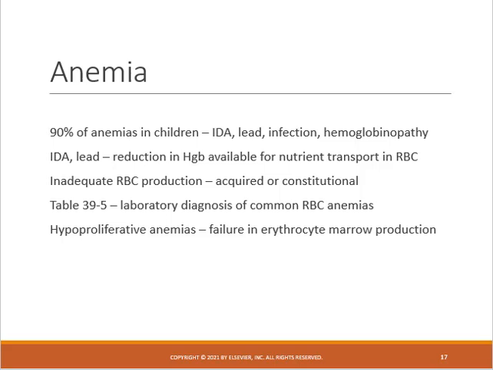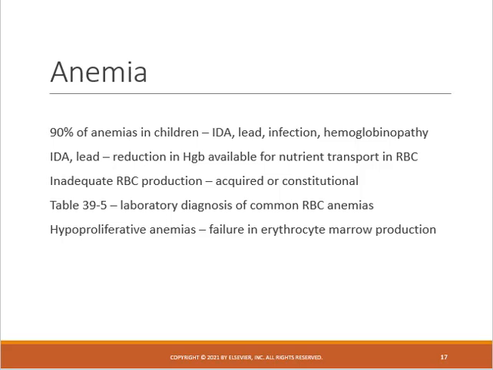Some more information about anemias. 90% of anemias in children are either iron deficiency, lead-related, infection-caused, or hemoglobinopathy. IDA, iron deficiency, and lead cause a decrease in the hemoglobin available for nutrient transport. This inadequate RBC production can be acquired or constitutional.